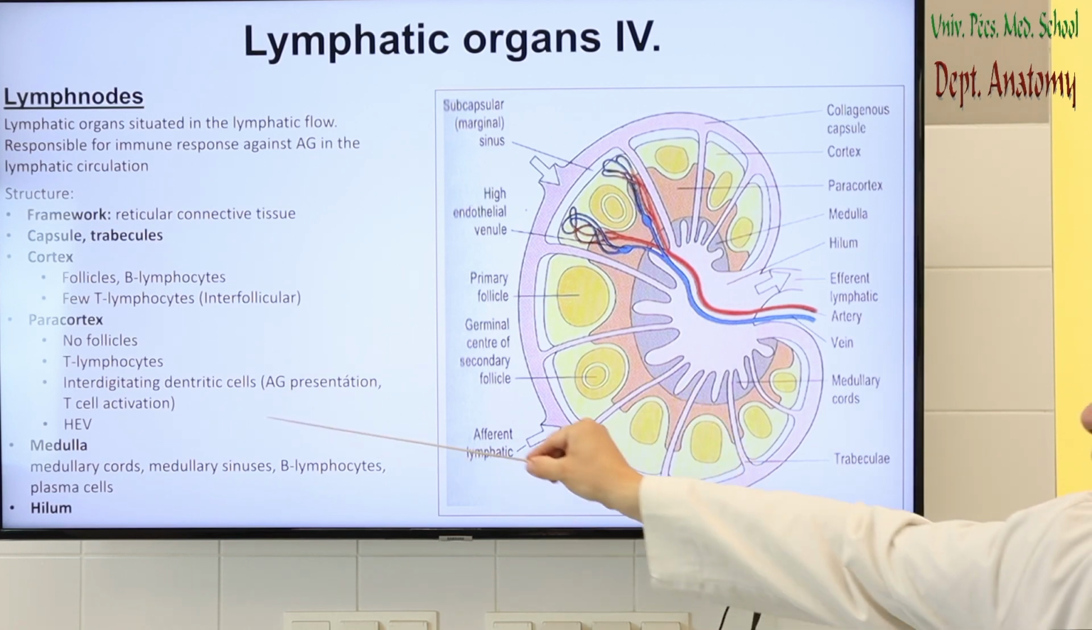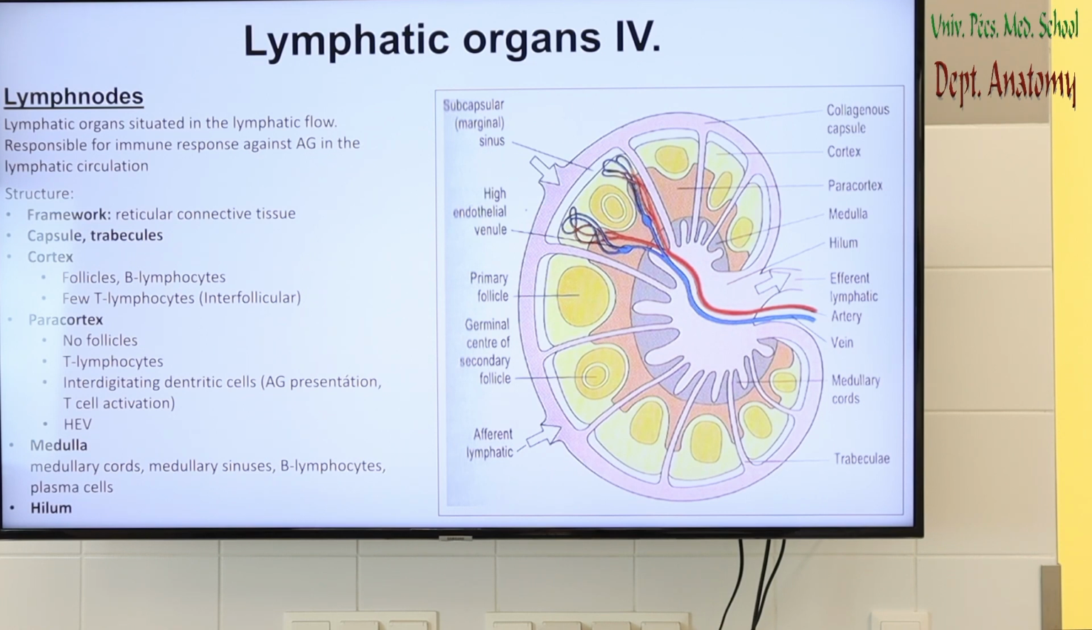In this area, the so-called HEV, or high endothelial venules, are very common. These are venules which do not have a continuous endothelial and basal membrane lining, which allows lymphatic cells to enter and exit the circulation. And the innermost part of the lymph node is the so-called medulla. In the medulla, you can find great many B lymphocytes, and the medulla is organized into medullary cords, and between the medullary cords, you can find medullary sinuses.